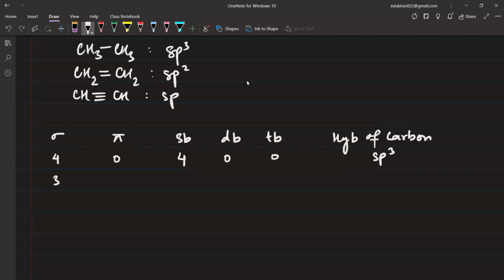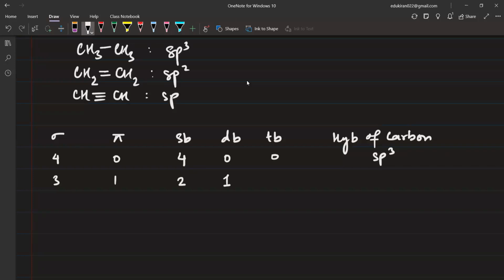Now let us reduce the number of sigma bonds by 1. So I have 3 sigma bonds and 1 pi bond. Now in this case, please listen very carefully, you will be having 2 single bonds and there will be 1 double bond.